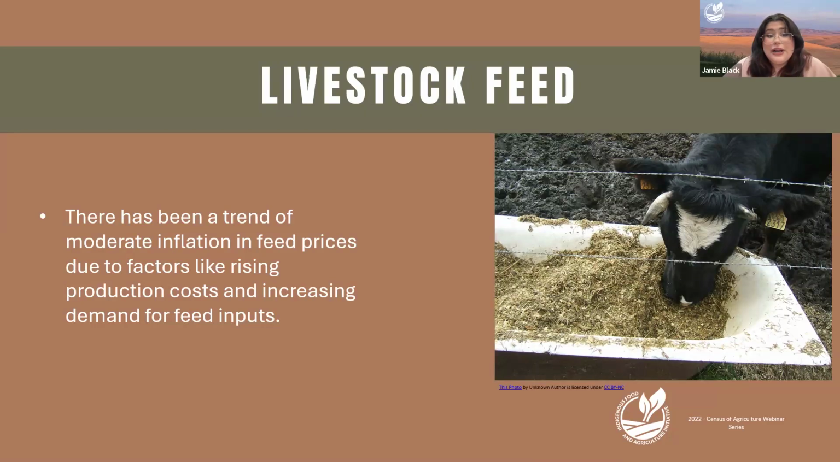But generally, grain prices have experienced a lot of fluctuations. There can be periods of increases and decreases, but over the long term, there's been a trend of moderate inflation. And this is actually one of the biggest impacts to livestock producers. From the National Agriculture Statistics Survey, they say that feed, at $83.6 billion, is the largest expense item, accounting for 18.5% of farm expenditures.